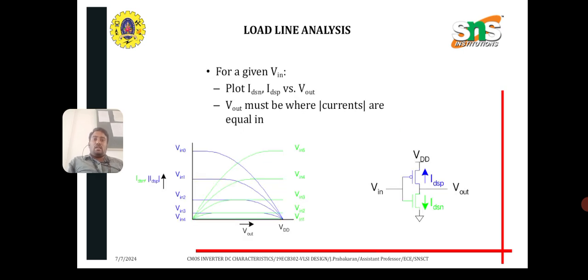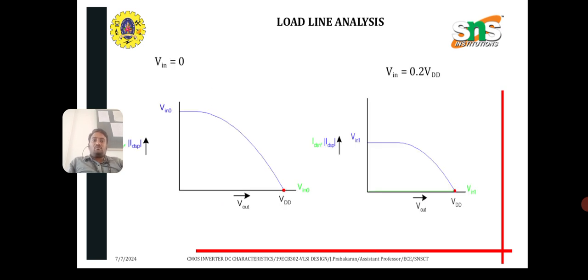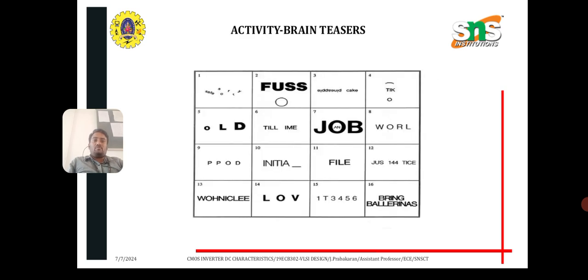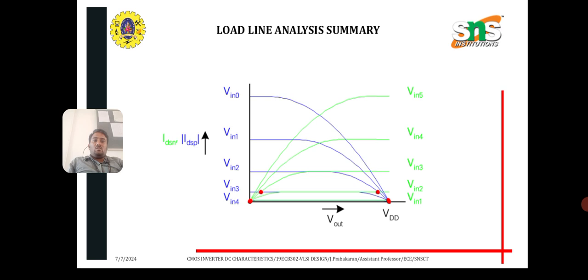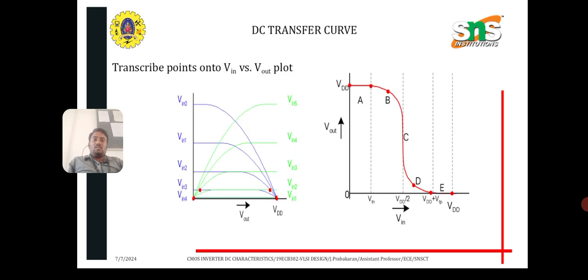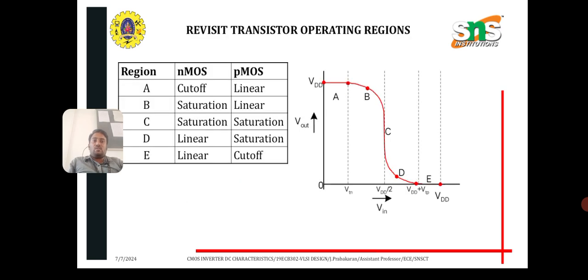Load line analysis: for a given Vin, plot IDSN and IDSP versus Vout, and Vout must be where the currents are equal. Load line analysis. This is the DC transfer curve.